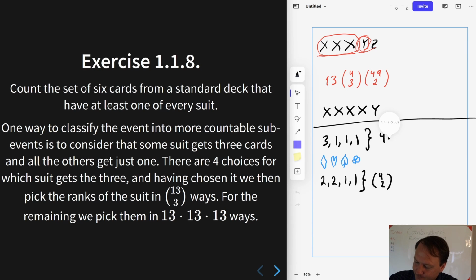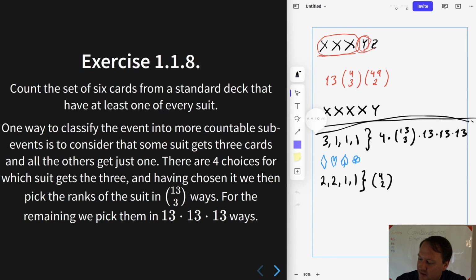So 13 choose 3 is the number of ways of giving face values to the 3 cards of whatever suit that was. Now, what about the number of ways of assigning face values to the remaining suits? Well, 13 for the first singleton, 13 for the next one, 13 for the last one. And so if the cards went this way, this counts up how many possible 6-card hands are like that.